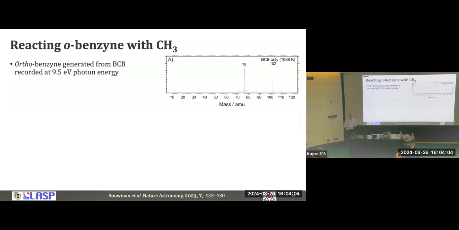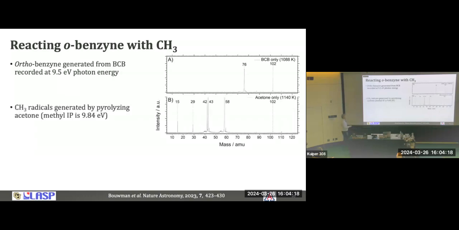The next step is then to also introduce a radical precursor for the methyl radical, which is acetone. But first we did a run with just acetone to make sure that we have the acetone chemistry under control. So that's shown over here. Here we pyrolyze acetone flowing in argon. It's not shown, but this is just a trace amount of acetone flowing in argon at a temperature of about 1100 Kelvin. We ionized it at 9.5 eV. And here you see methyl.